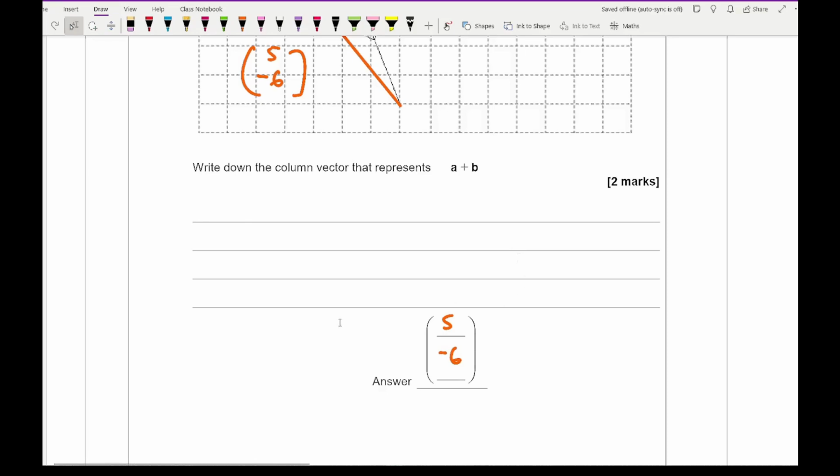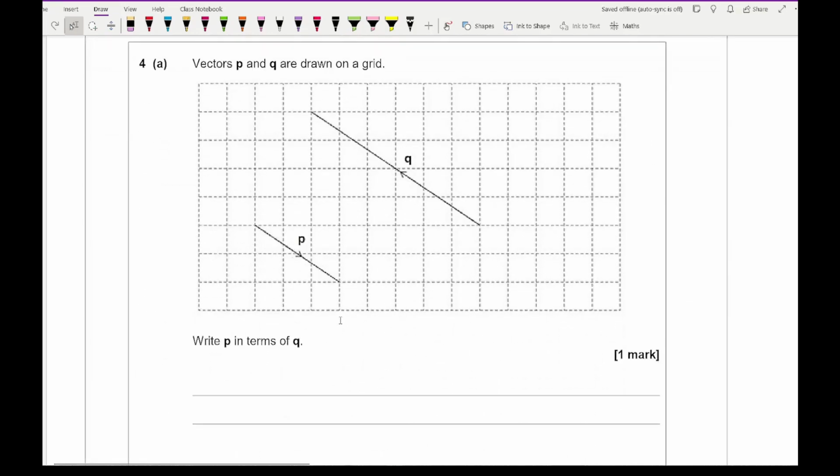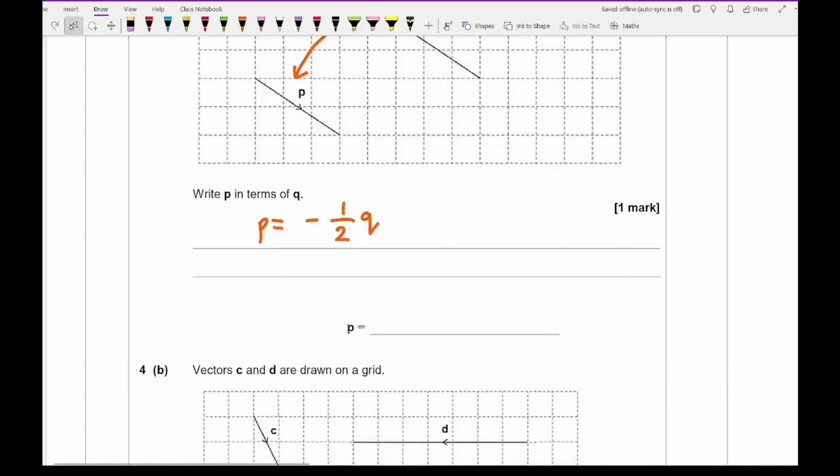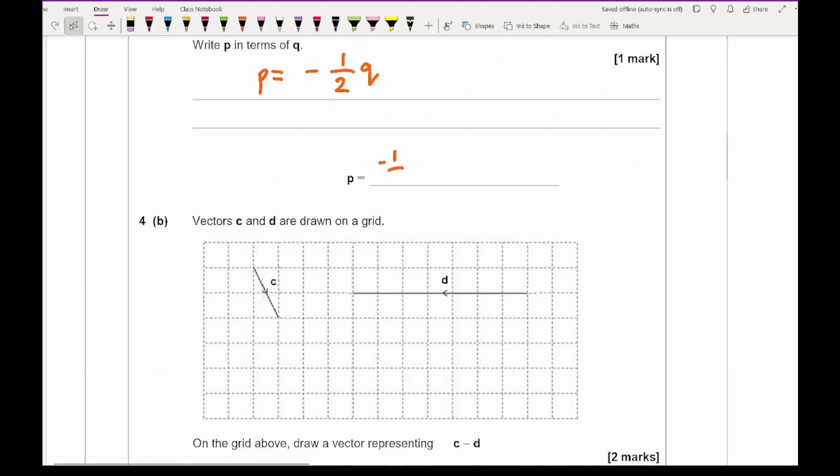Moving on to question 4a, it says vectors P and Q are drawn on the grid. Write P in terms of Q. So I want to know how to get from Q to P. Now for this, in terms of the dimensions, I need to half it, but it's also then going in the opposite direction, so then it needs to be minus. So P is going to equal minus a half Q. Or you can write it as a decimal, like so.